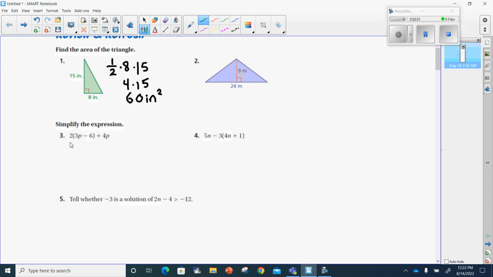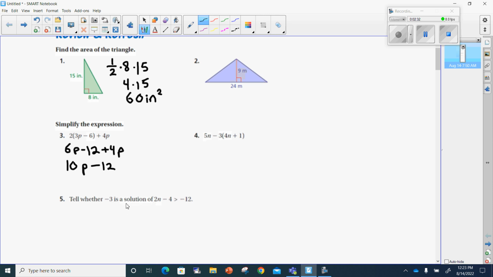2 times 3p is 6p. And 2 times -6, that's -12. Plus 4p. Now I can combine like terms. Remember, I have 6p and 4p, both of them end in p, and they are to the same power. So 6 plus 4 is 10. That leaves me with 10p minus 12 is my final answer. I'm going to let you go ahead and work number 4 out yourself.